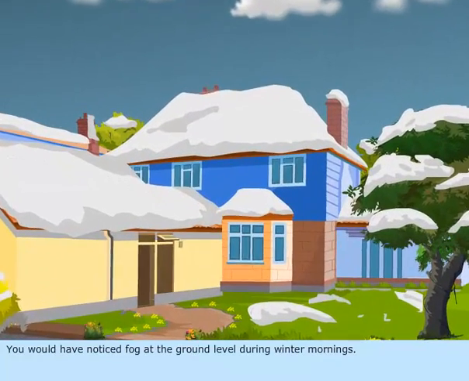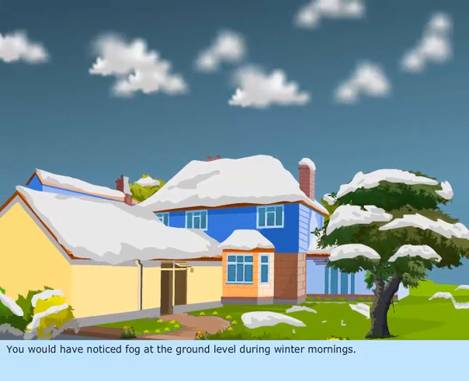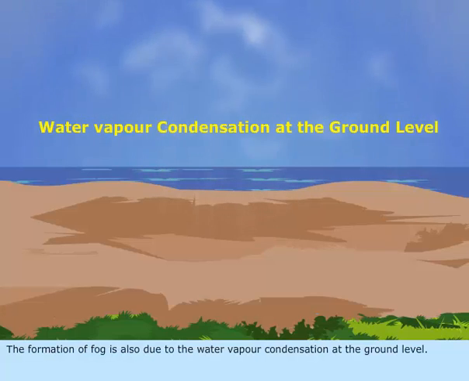You would have noticed fog at the ground level during winter mornings. The formation of fog is also due to the water vapor condensation at the ground level.